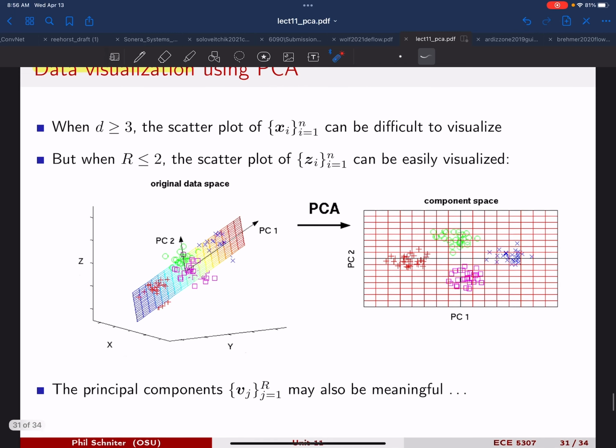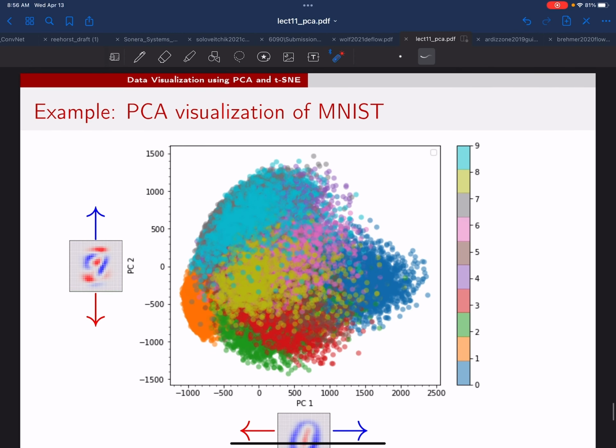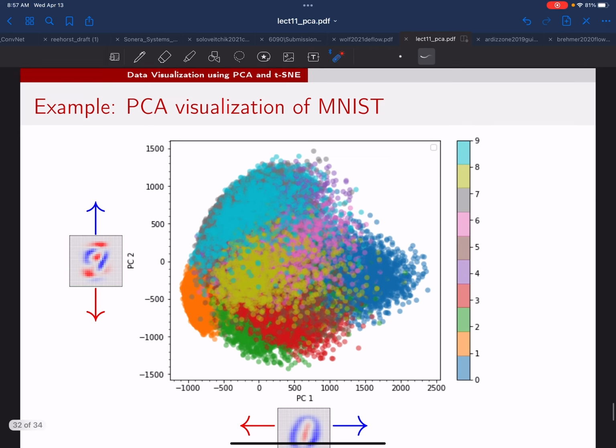Okay, so that's sort of the motivation. Let's say we want to do this with a more realistic data set like MNIST. MNIST is 384 dimensional originally. Here we're squeezing it down to 2 with PCA. The structure that you get is kind of interesting.